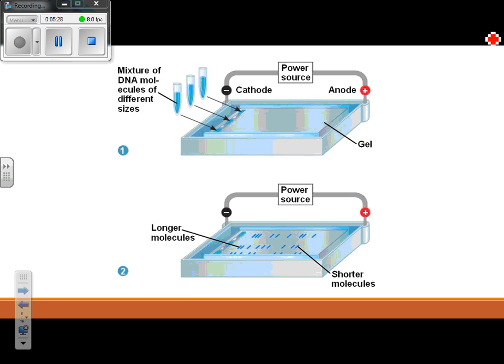Okay, so here's what a gel electrophoresis would actually look like. And remember, you would load all of your DNA into this top part, hook it into a power source, and then watch over time as these different bands spread out. Your shorter molecules should move faster than the longer ones, which should make sense. And that's a gel electrophoresis.